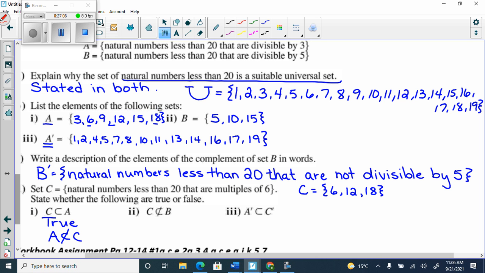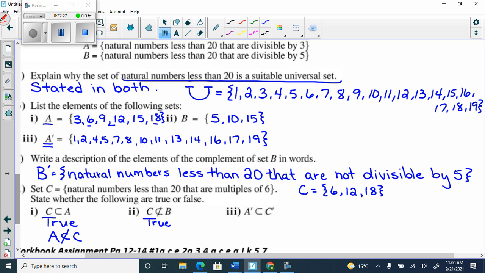The next one says C is not a subset of B. So we go look at C. C has 6, 12, and 18. Is it found in B? B is 5, 10, and 15. Is everything in C in B? No, actually not everything is. Actually none of it is. So it's true.